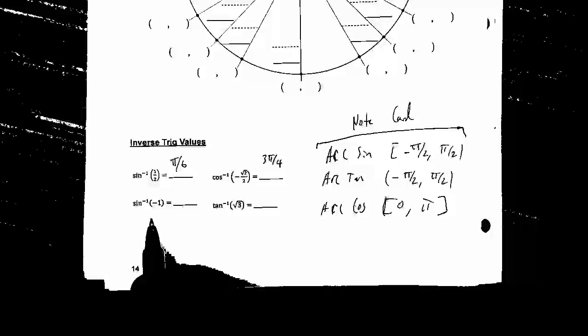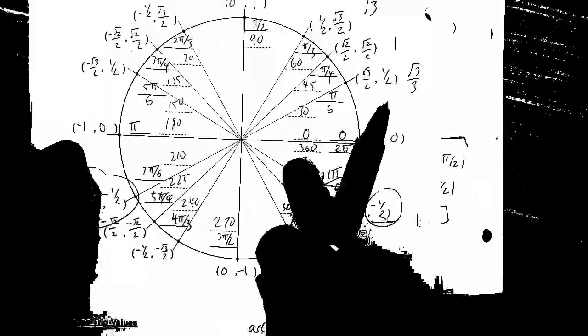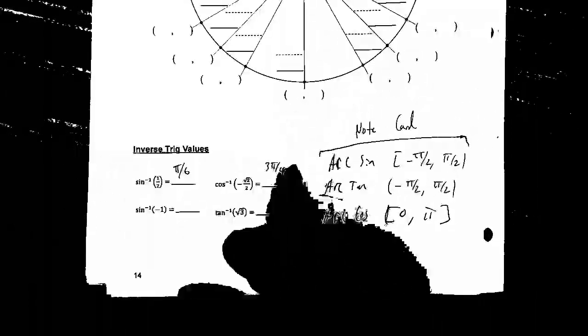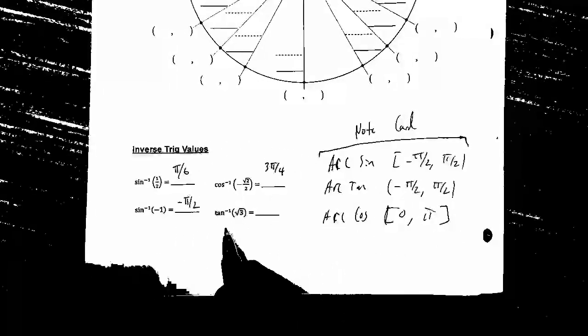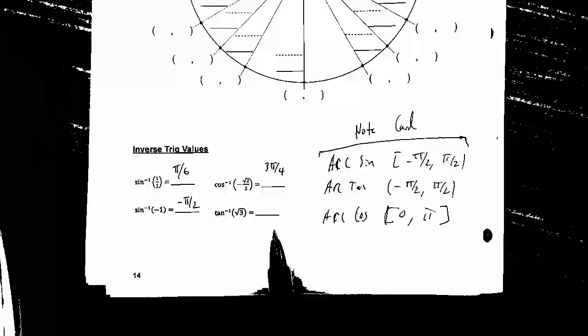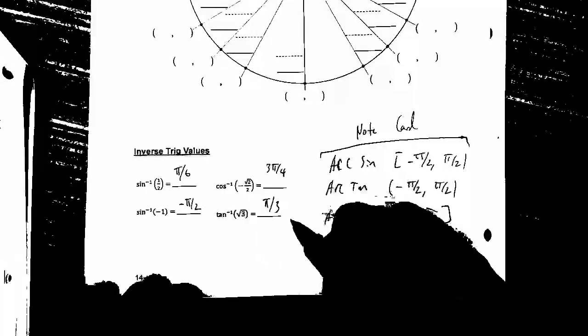Sine, where's sine -1? Well, -1 happens right here at 270. We're not going to call that 270 though, we're going to call that -90 or negative pi over 2. And then where is tan root 3? That is at pi over 3. Okay.